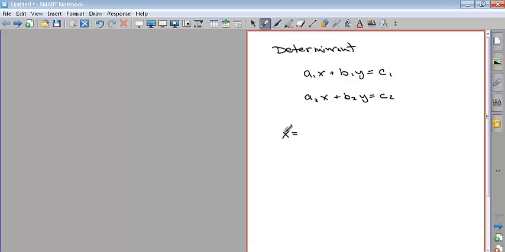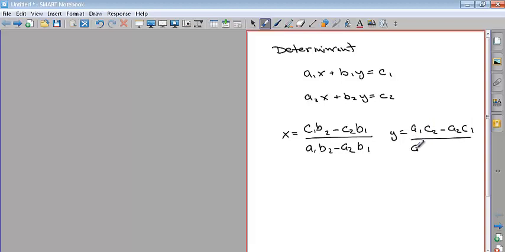it turns out under the restrictions that a1 times b2 minus b1 times a2, so this times that minus that times that, as far as the coefficients are concerned, as long as that doesn't equal 0, the x value is c1 b2 minus c2 b1 divided by a1 b2 minus a2 b1, and the y value is a1 c2 minus a2 times c1 divided by a1 b2 minus a2 b1.